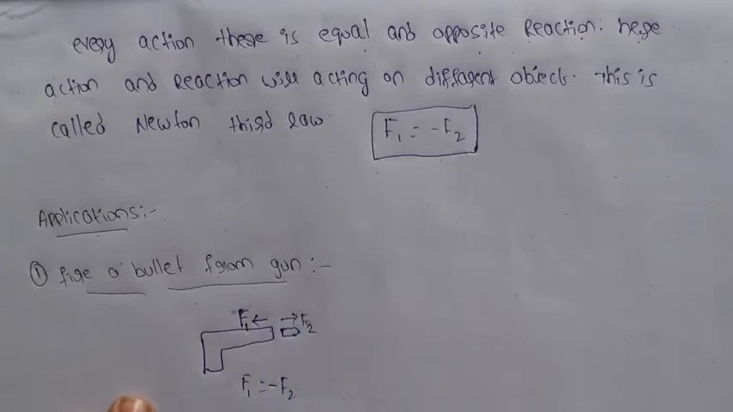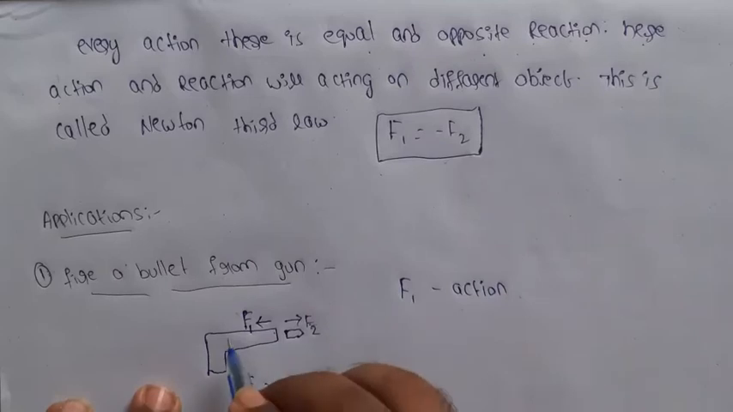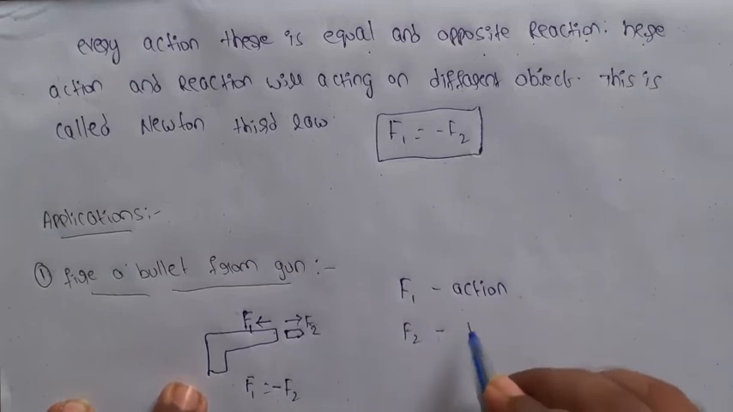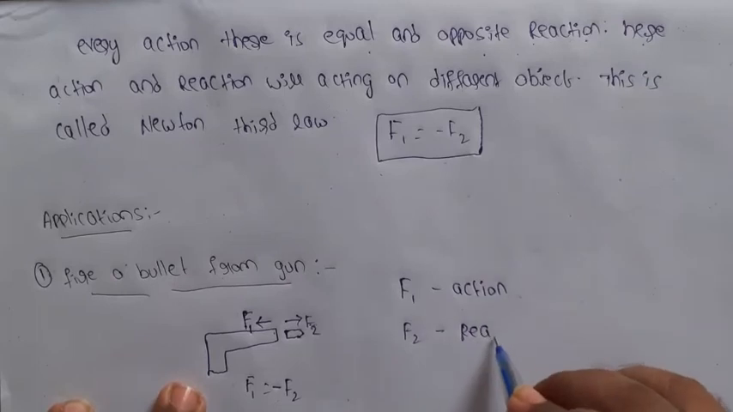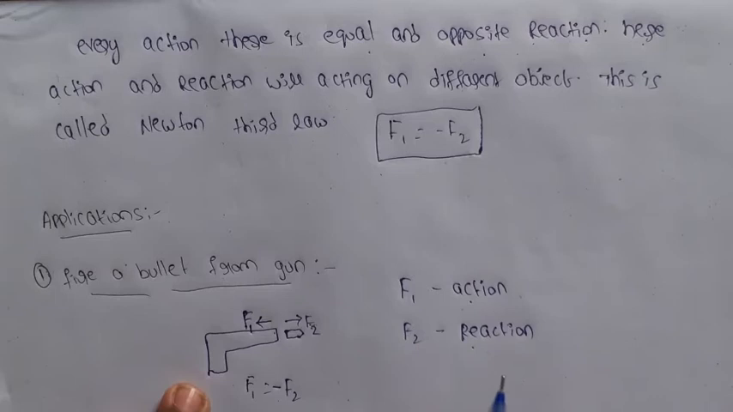F1 equal to minus F2, where F1 is the action performed on the gun. Due to this action, the reaction force is F2, performed by the bullet. So F1 is the action, F2 is the reaction. Here action and reaction are performed on different bodies, but action and reaction are equal in magnitude and different in direction, which produces large acceleration.